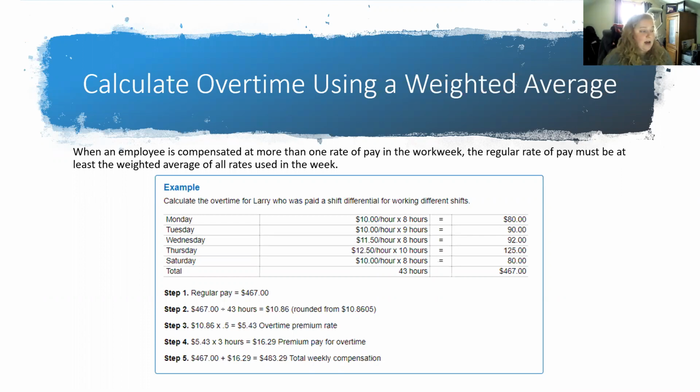But we could not just pay his overtime at that rate. Saturday is the day when he hit the overtime and he was earning $10 an hour. But you have to do the weighted average of all of the time that he worked over the work week and the percentages of time that he spent in each of those departments to figure out that regular rate of pay.